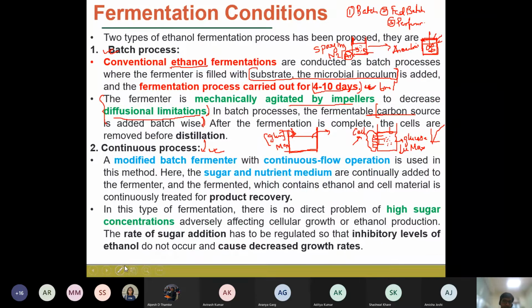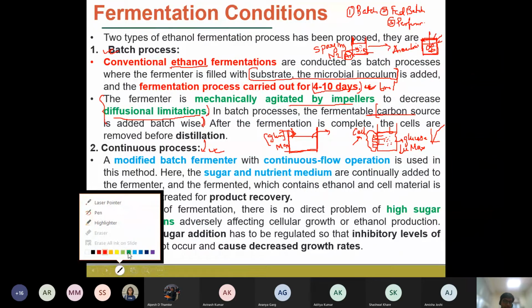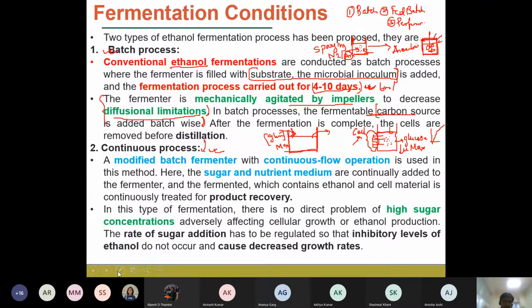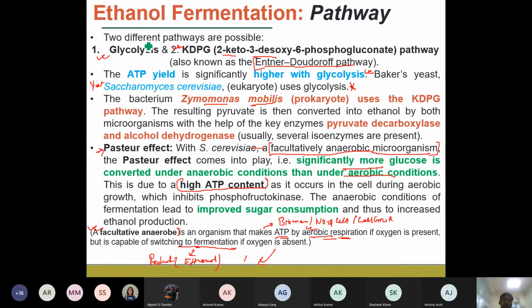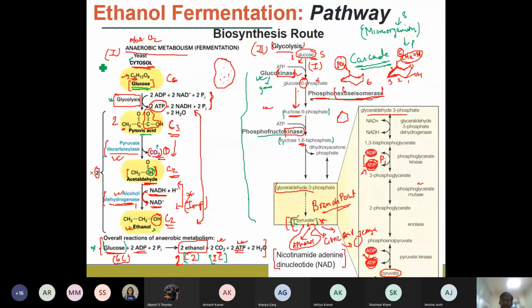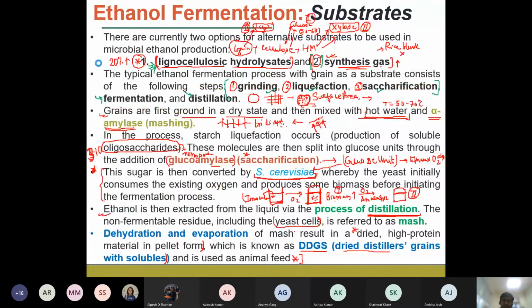Before starting our class, we will briefly look into what we have been studying in the last class. We were going through the pathways of ethanol production, and we were looking into the basics of the ethanol fermentation process. So we have seen that whenever we are going to design any fermentation process, this is one of the examples that we are taking for the ethanol fermentation.